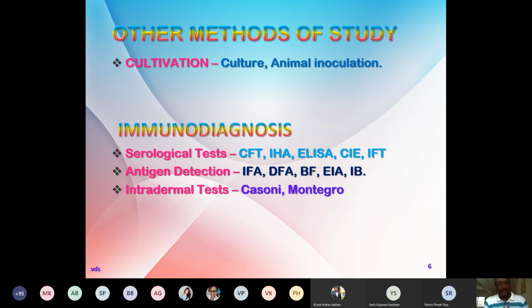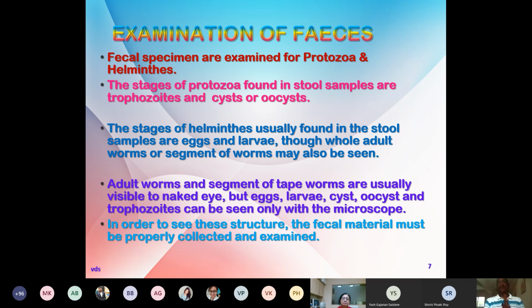And in immunodiagnosis, where we usually study the serological tests for antibody detection, antigen detection, and immunological tests for detection of hypersensitivity, that is intradermal test. These are the tests which we will be observing at the end. So this is the schematic method of how parasitology undergoes the technical diagnostic procedures. Okay. Now, firstly, we'll start with examination of feces.